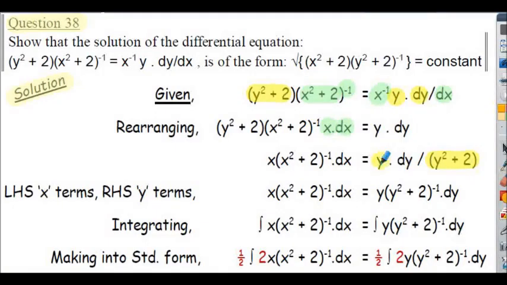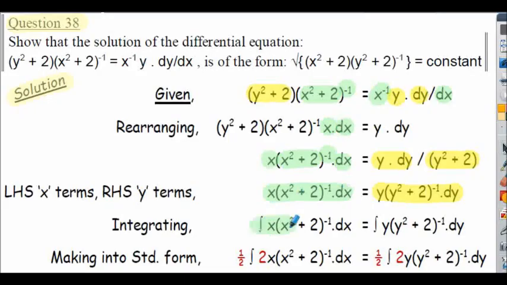So I now have y multiplied by dy divided by y squared plus 2. On the left hand side here, slightly rearranging of x multiplied by x squared plus 2 raised to the power of negative 1. That's multiplied by dx. So again, all the x terms on one side, all the y terms on the other. Just slightly rearrange the right hand side here using the negative index for the bracket.